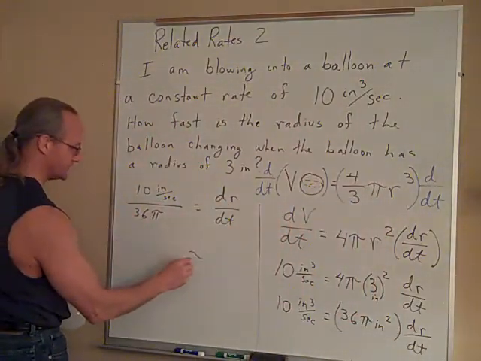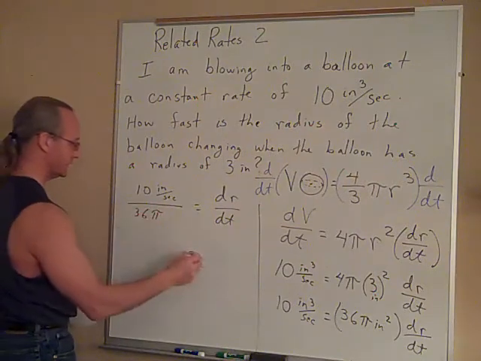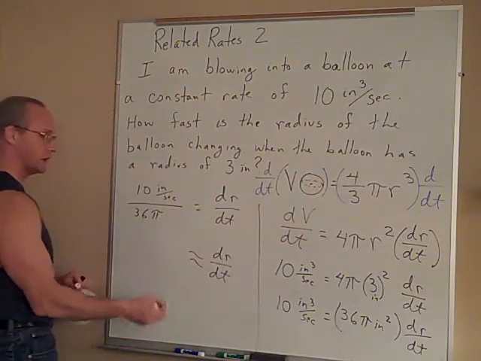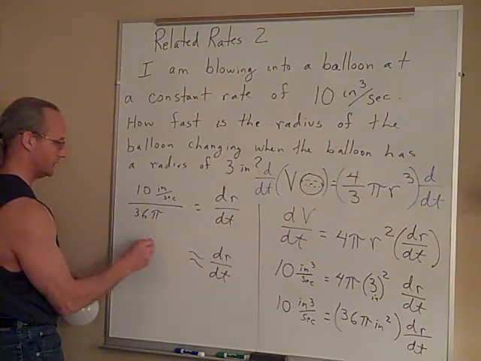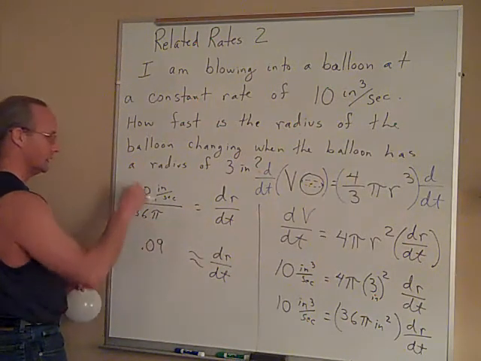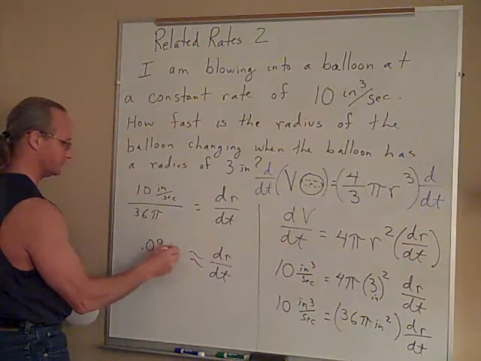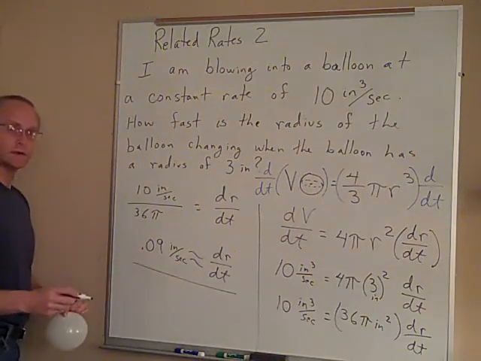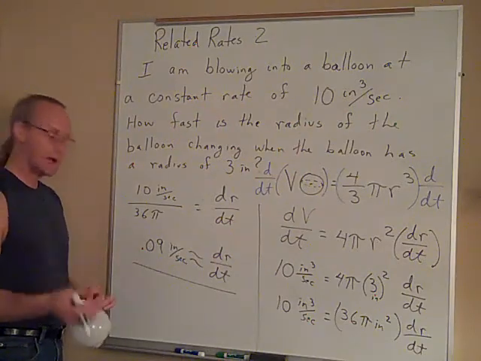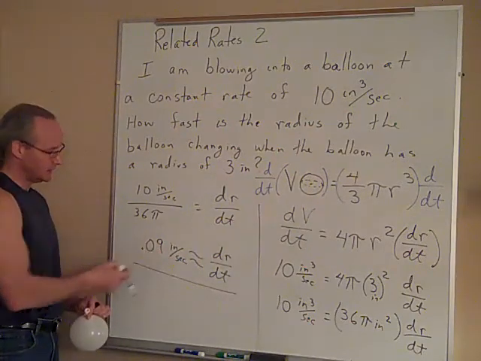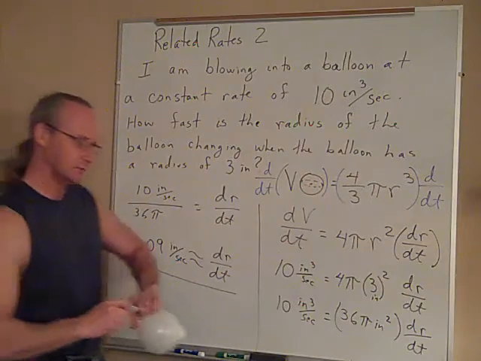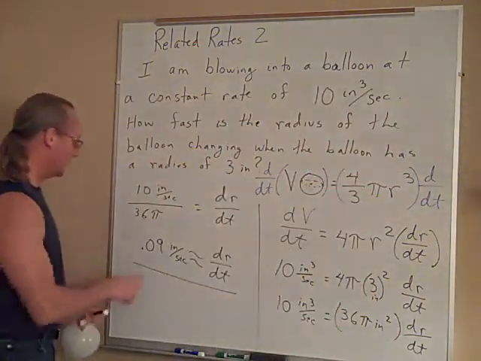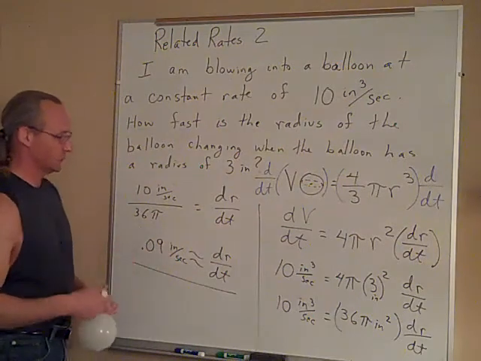This is an approximation. This is an exact answer. dr/dt is approximately 0.09 inches per second. So it's not expanding very quickly. It's going out at about 1/10 of an inch per second, more or less.